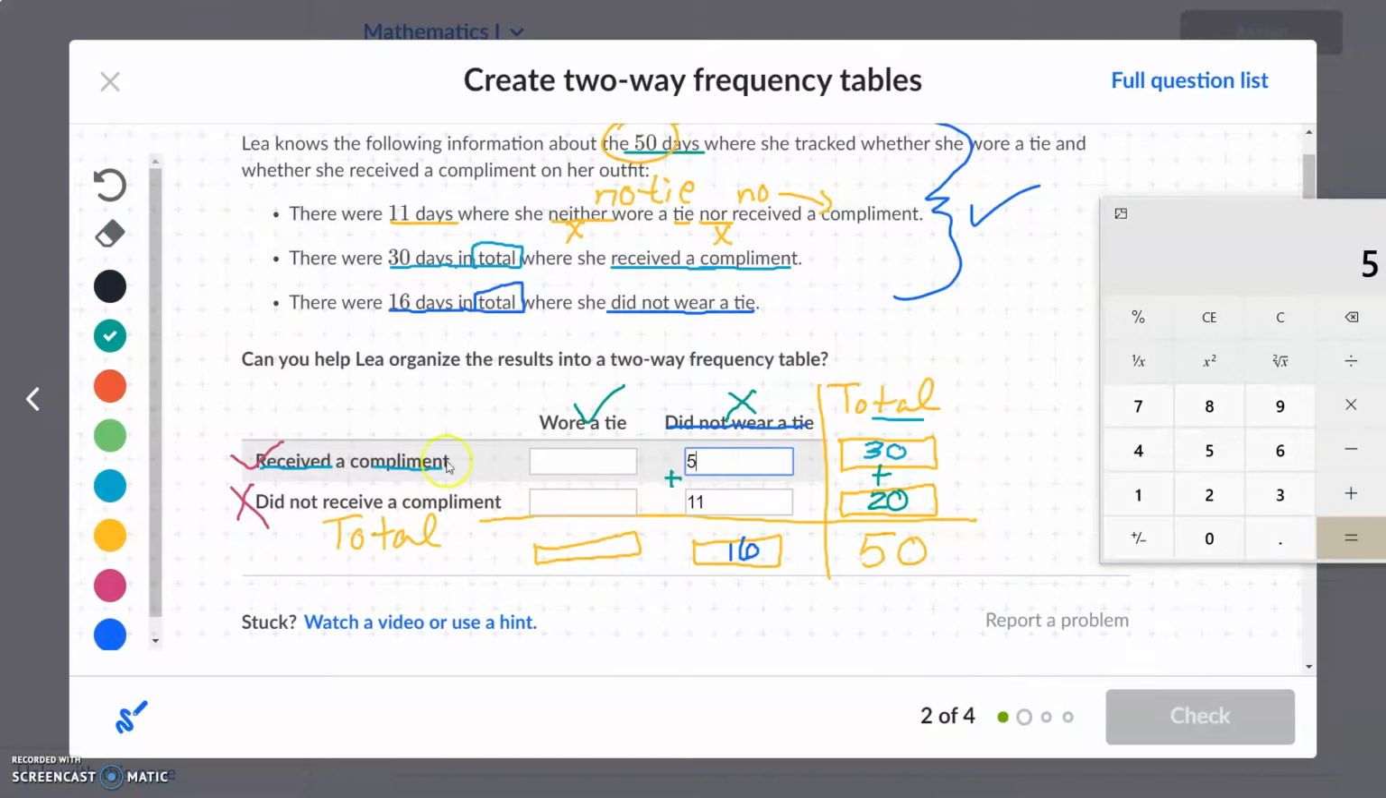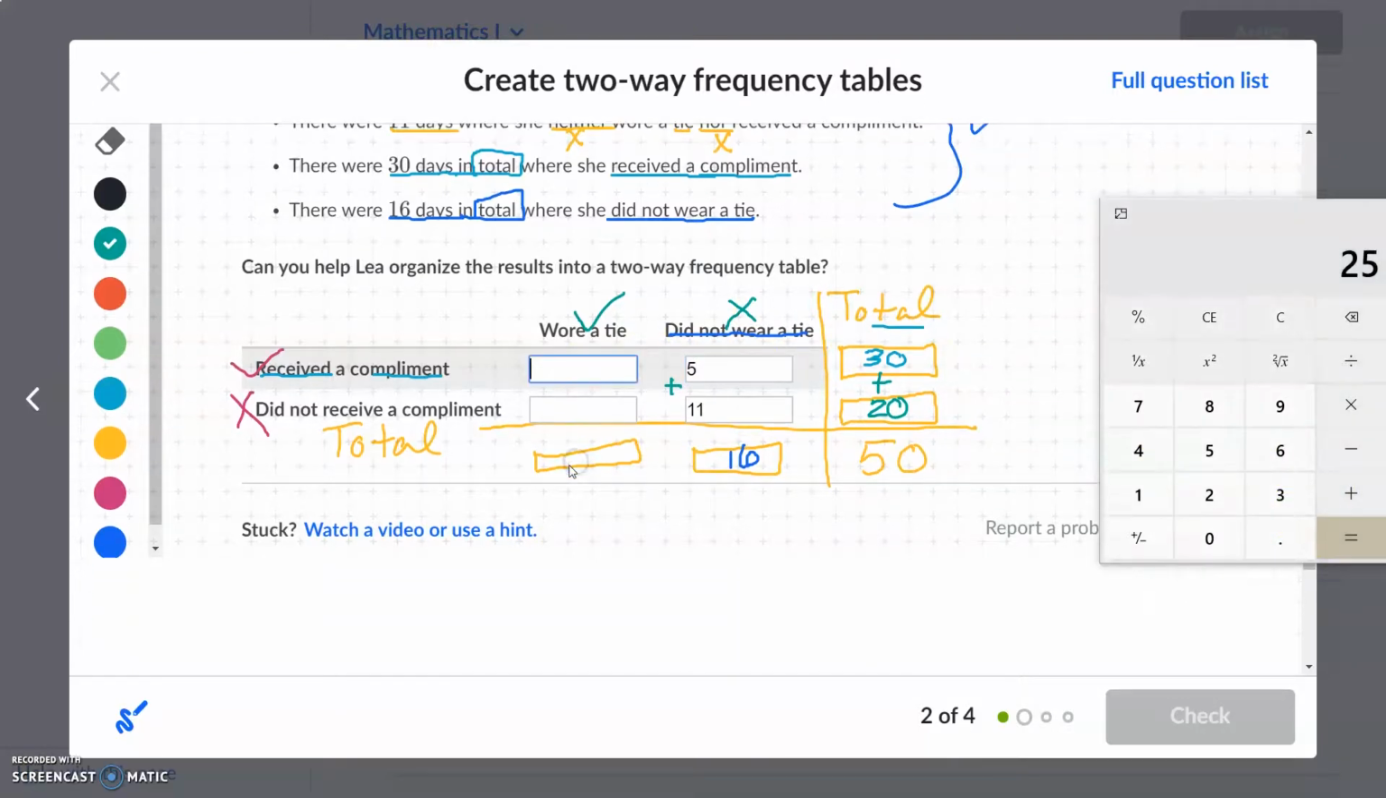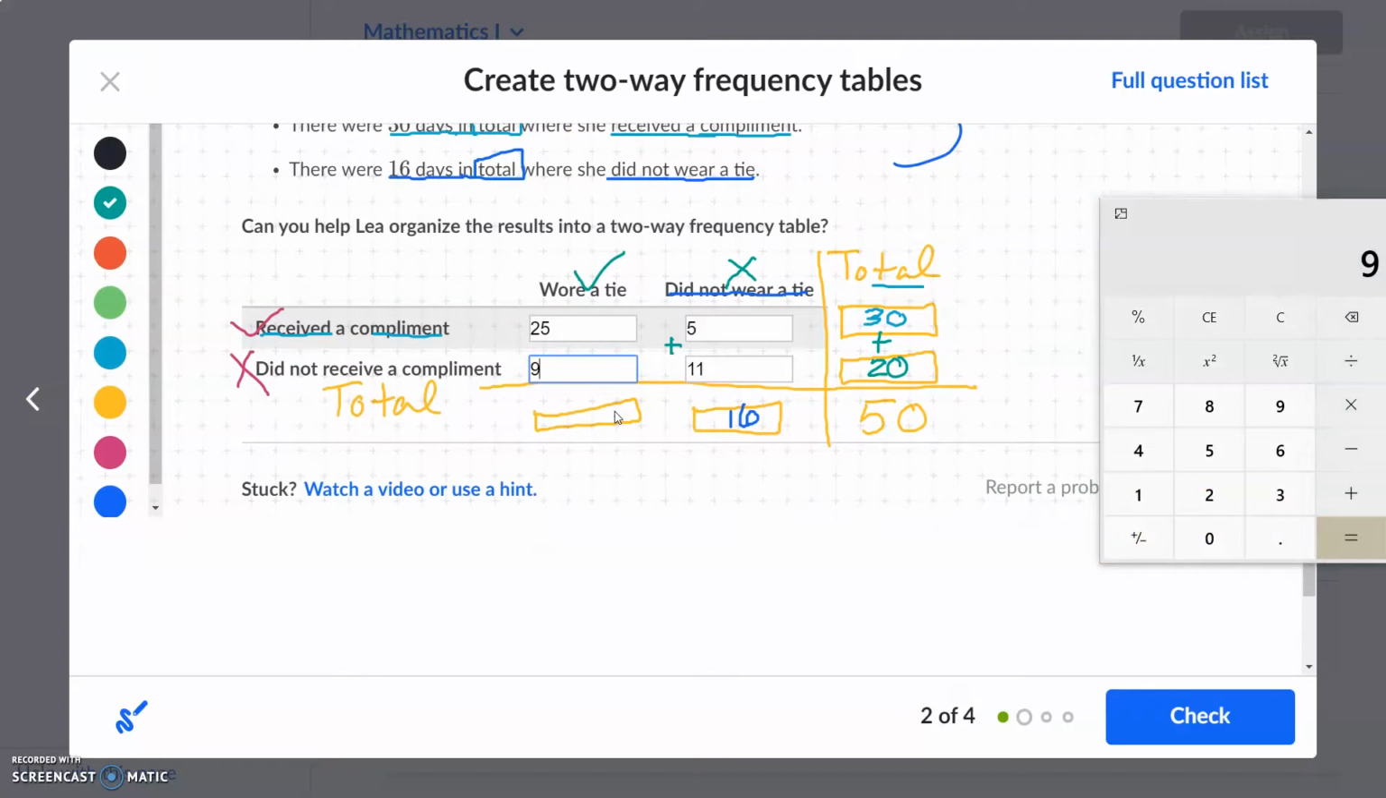Okay, now we have to go this way. 5 plus something is 30. So 30 minus 5 is 25. And something plus 11 is 20. So that's going to be 9. So we're just filling in the numbers just like the last couple problems we've tried. We want to make the columns and the rows add up to their total.